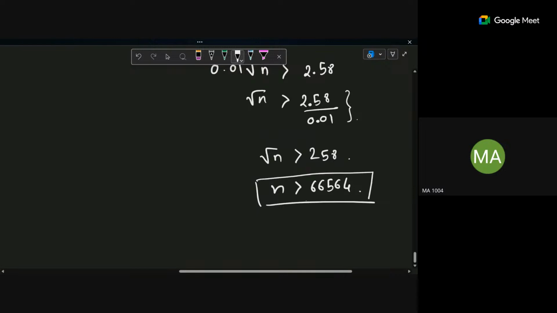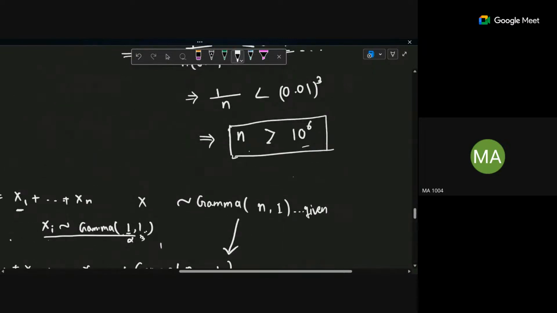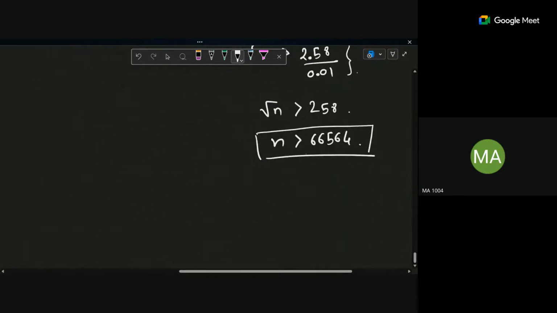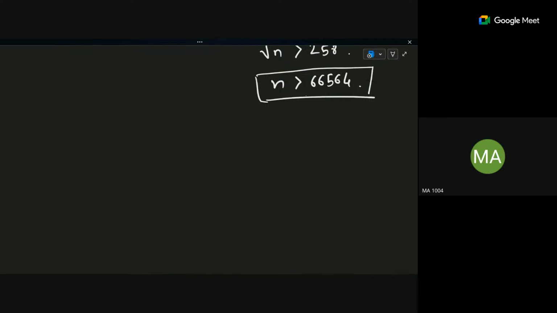Okay. So just check, when we used the weak law of large numbers, N should be greater than 10 raised to the power 6. And here what we got? N is greater than 66564. So can you just tell me which one is the better approximation, which is going to converge faster, CLT or weak law of large numbers? CLT. Okay. So that is also one of the reasons why that previous theorem is named the weak law of large numbers. That is another story, so I will not start that.